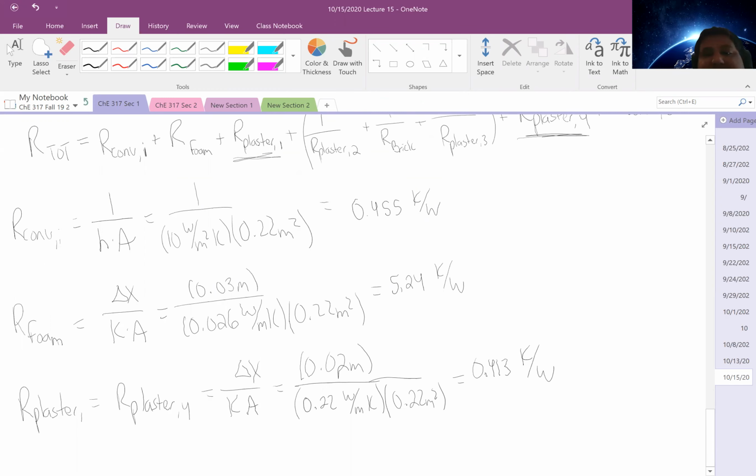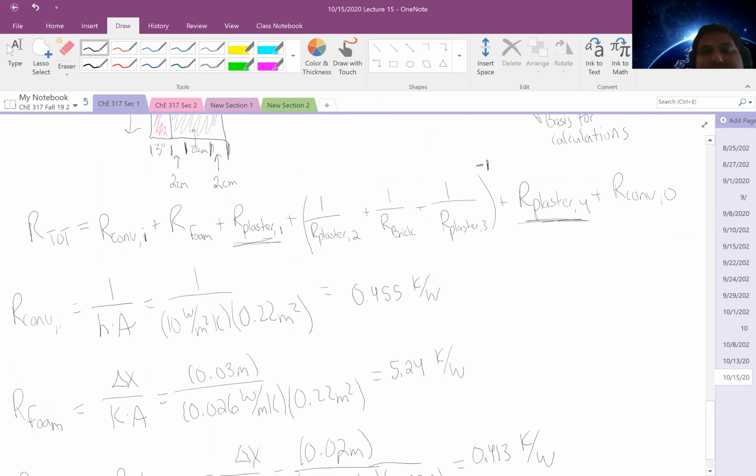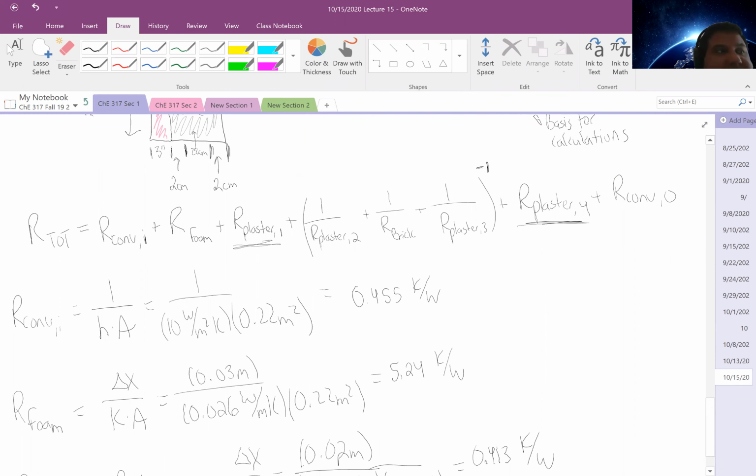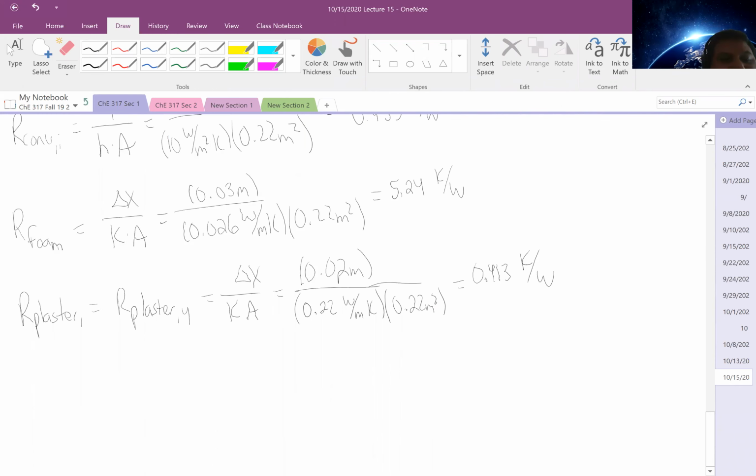Next, I have to identify the resistances in plaster 2, plaster 3, and the brick. Once again, the resistances in plaster 2 and 3 are going to be the same based on symmetry.